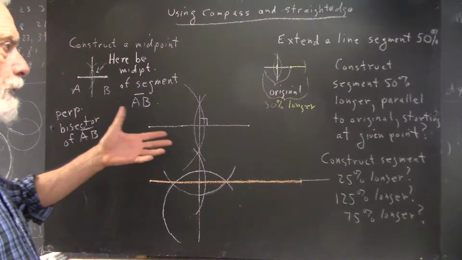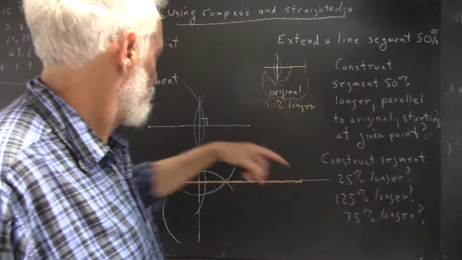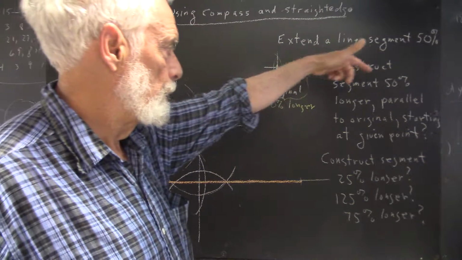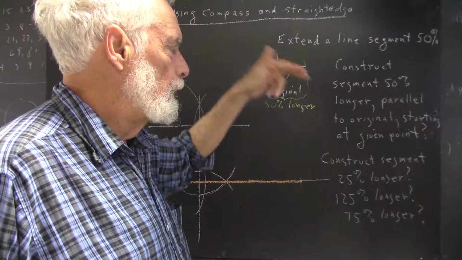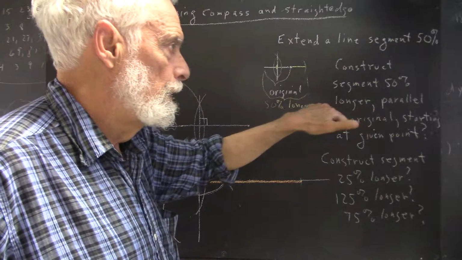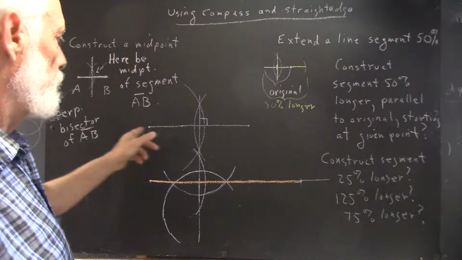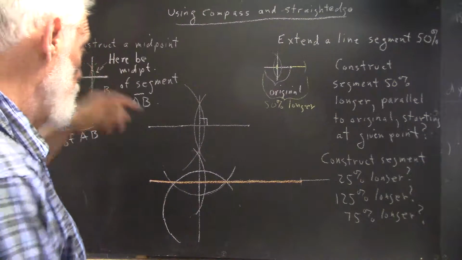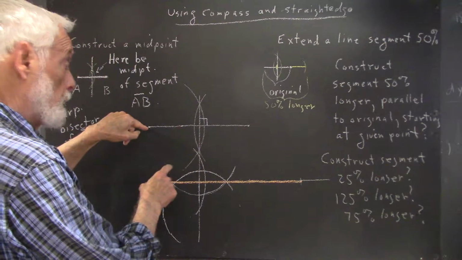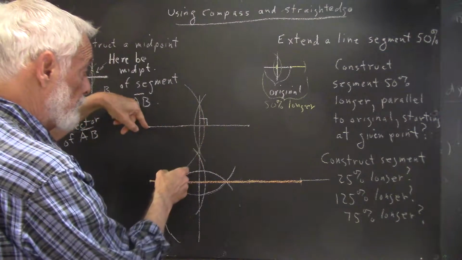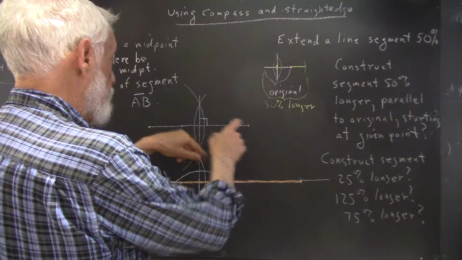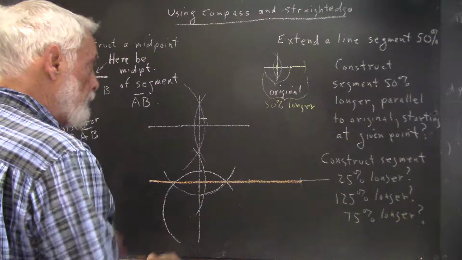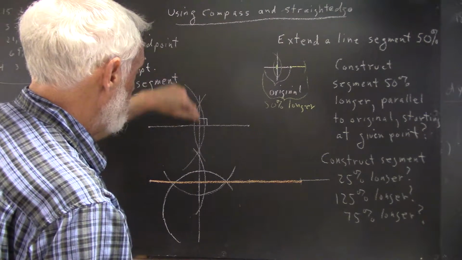Now, briefly, we show the construction of a segment 50% longer and parallel to an original segment starting at a given point. So here's our original segment. We simply put the point of the compass here, the pencil point here, swing an arc here, point of the compass here, swing an arc here, and draw the line through these 2 points.